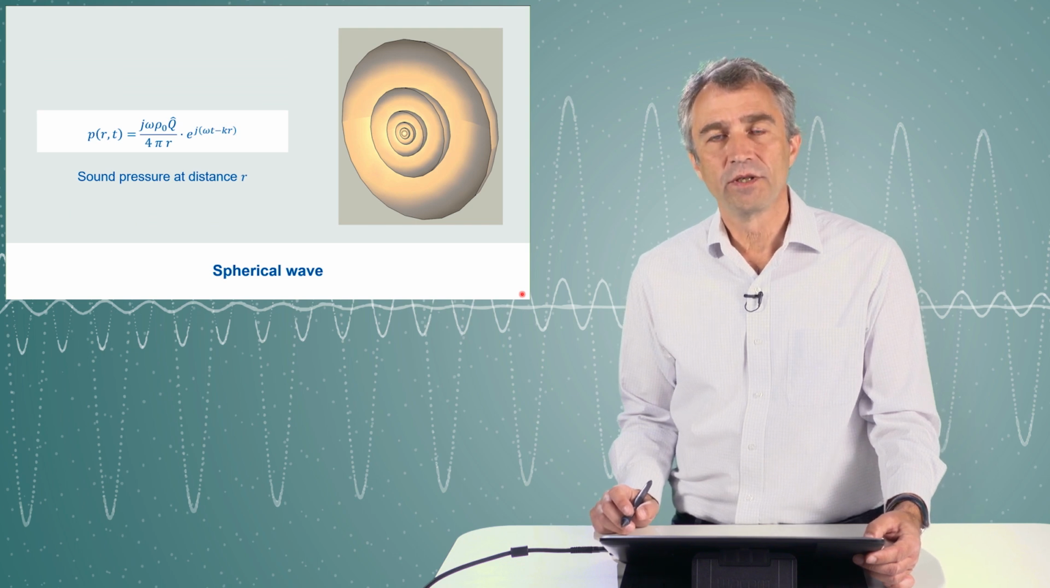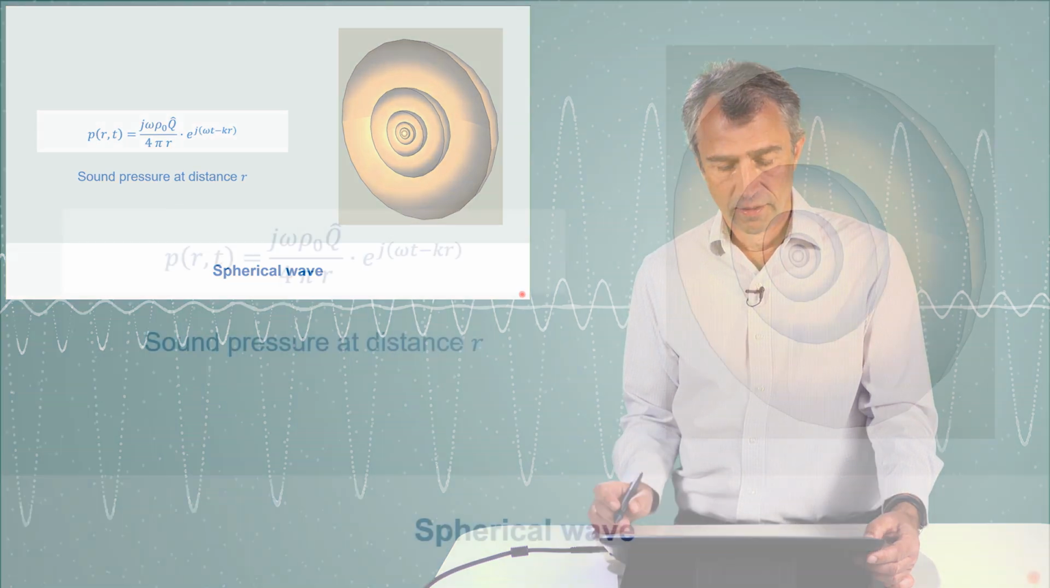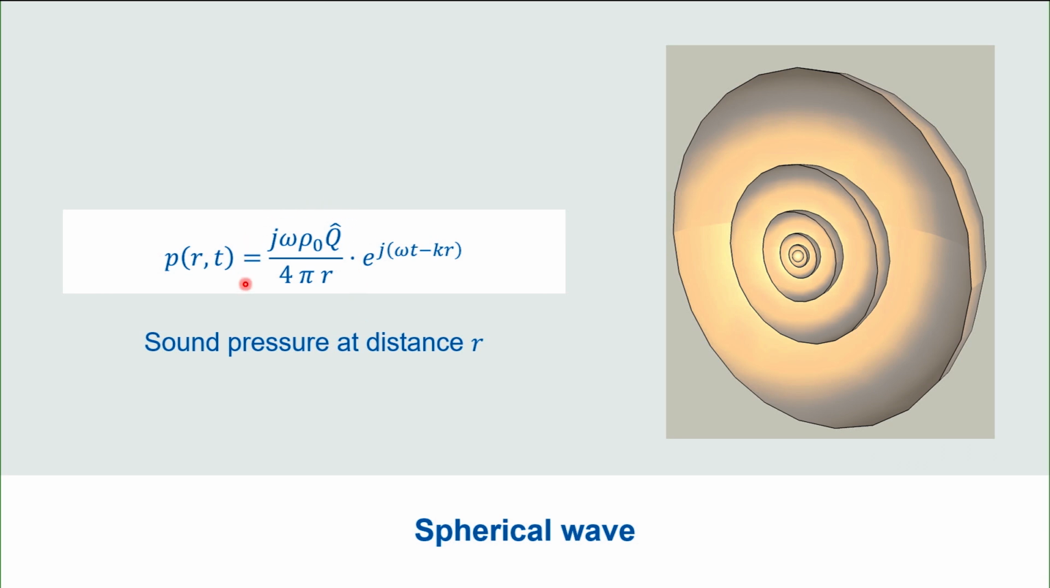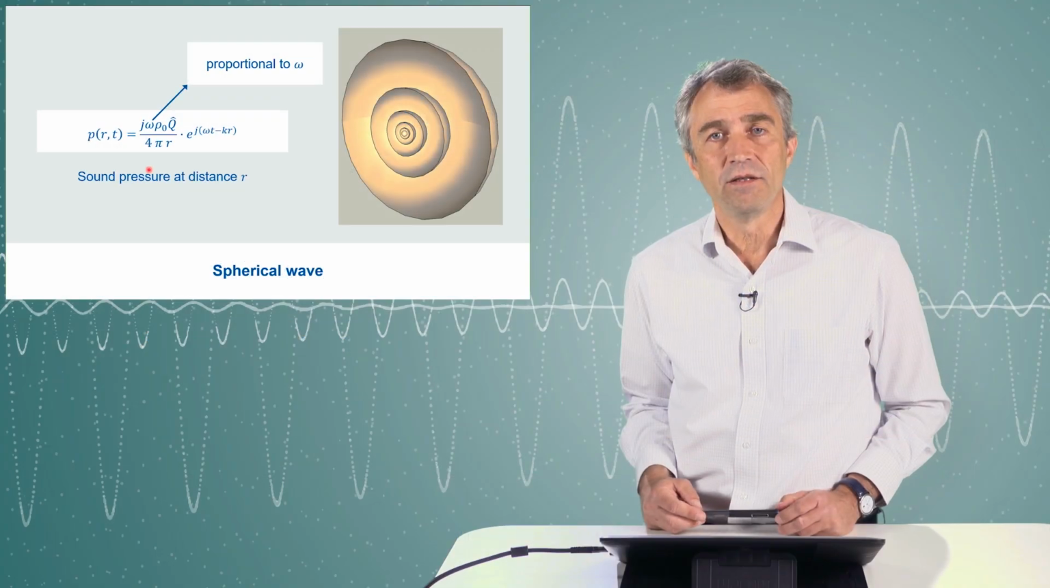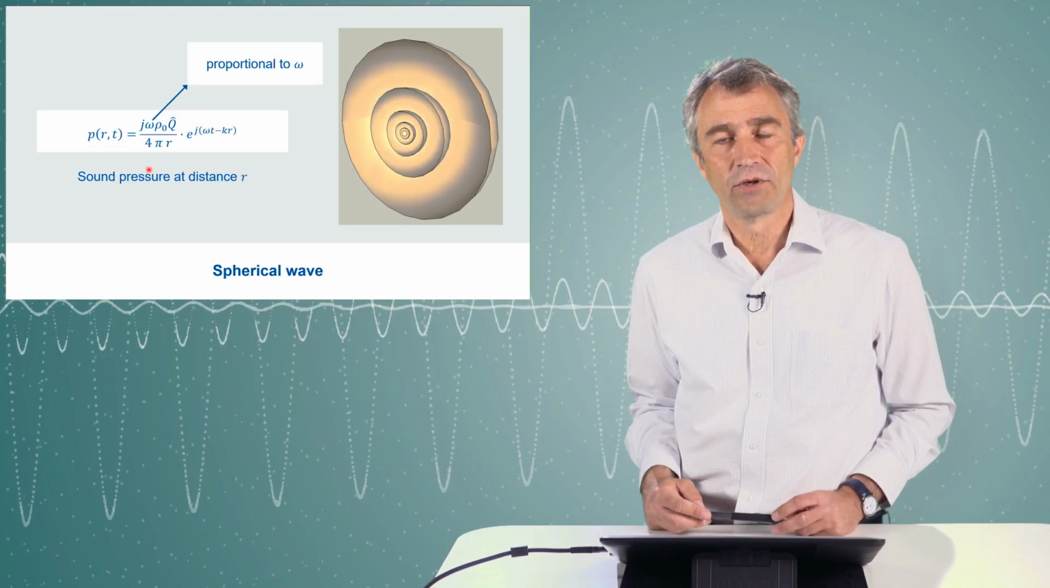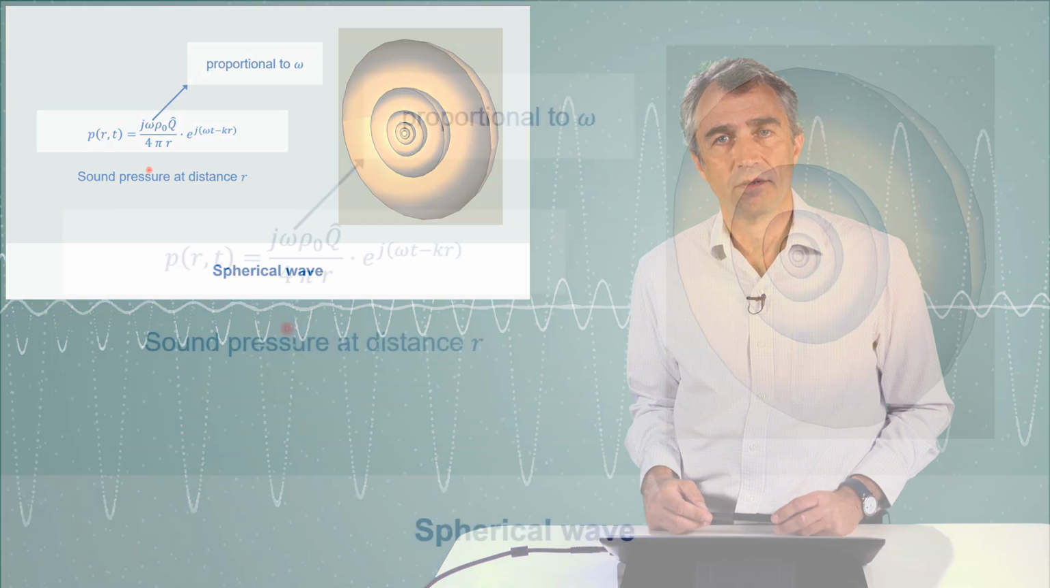We now look into this solution a little more in detail. We can observe that the amplitude factor depends on 1 over r, which was introduced by the D'Alembert principle anyway for spherical geometry. But it's also interesting that it depends on omega, on the frequency. This means the more sound is radiated, the higher the frequency is.